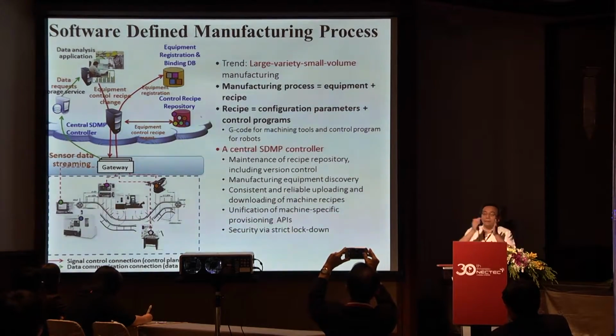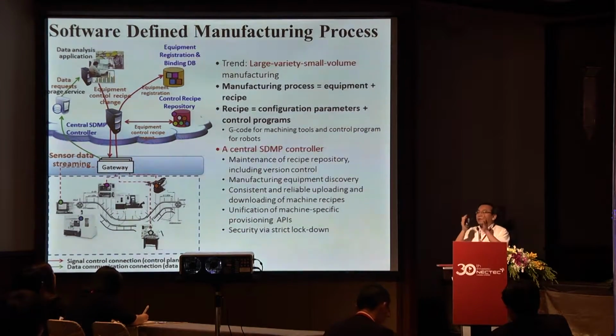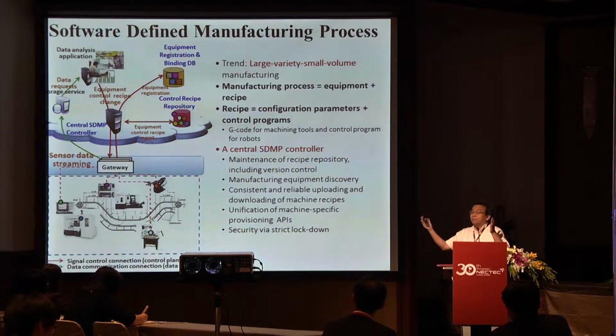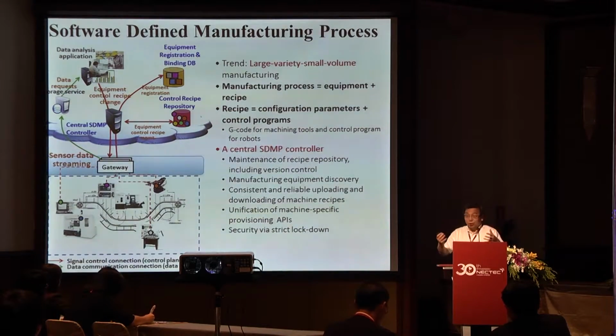You can think of a manufacturing process as consisting of a bunch of manufacturing equipment, right? And if you can change the personality or the soul of this manufacturing equipment, then you can define a new manufacturing process. So with the same set of manufacturing hardware or equipment, just by changing their configuration or their control program, now you can redefine what this particular manufacturing line of equipment can do. And that's what we mean by software defined.